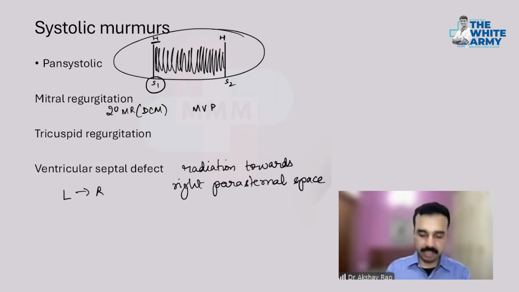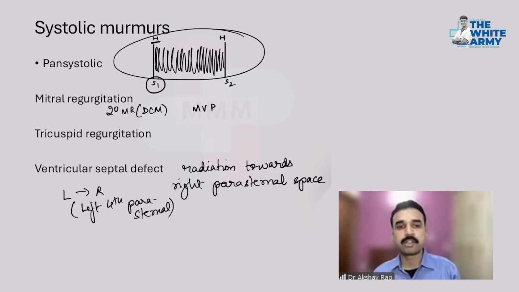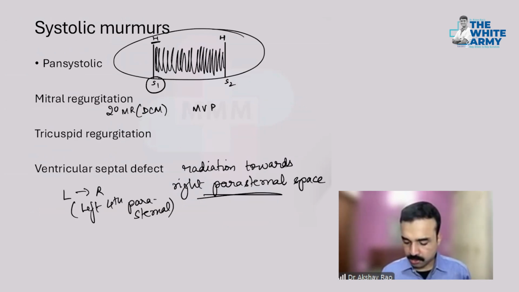Most likely, it will be in the tricuspid area. So in the left fourth parasternal space is where you hear the murmur, but it will radiate towards the right parasternal space. So that is how you differentiate it from tricuspid regurgitation. Tricuspid regurgitation is more localized, it will stay where it is.